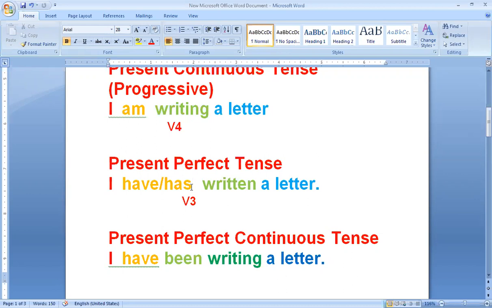Then next is present perfect continuous tense.